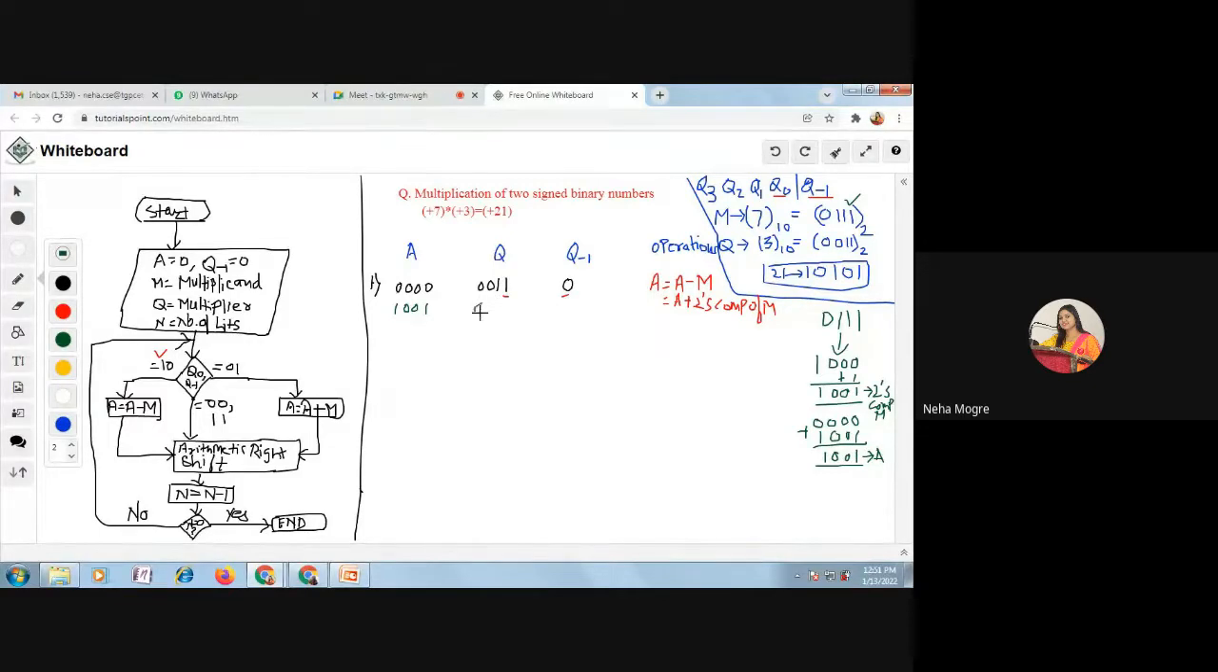So I just write this value of A and this Q. Q will be as it is, and Q minus 1 is again the same. Now what operation is pending? After this we need to perform the arithmetic right shift. Okay, so we are performing arithmetic right shift. Now how do we perform the right shift operation?